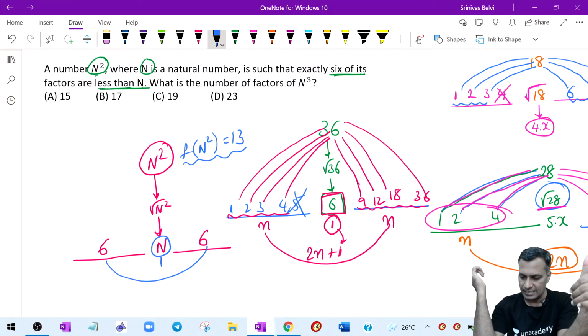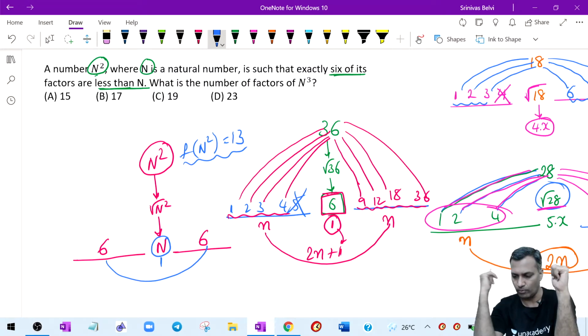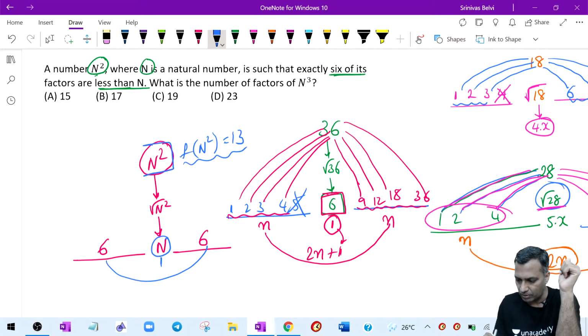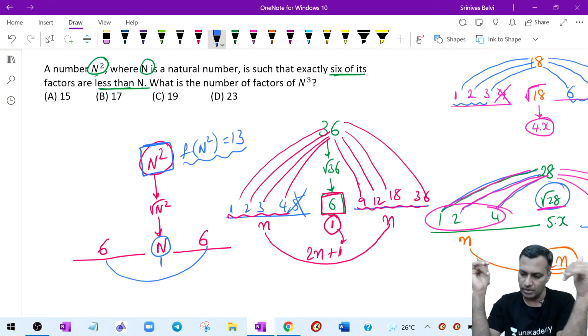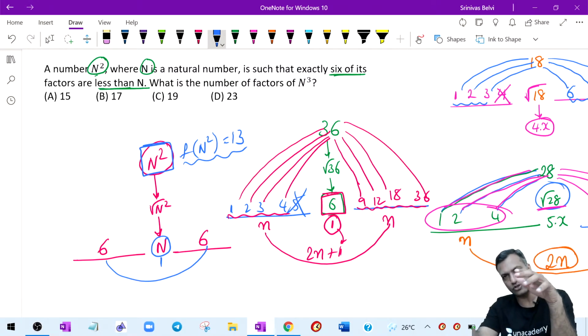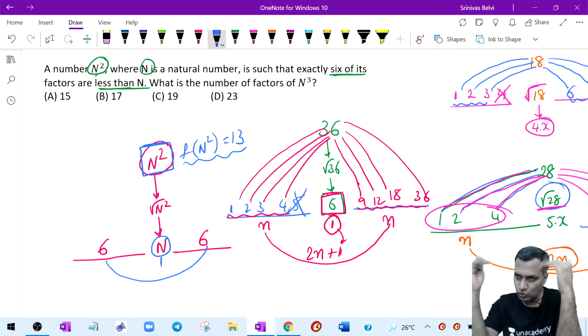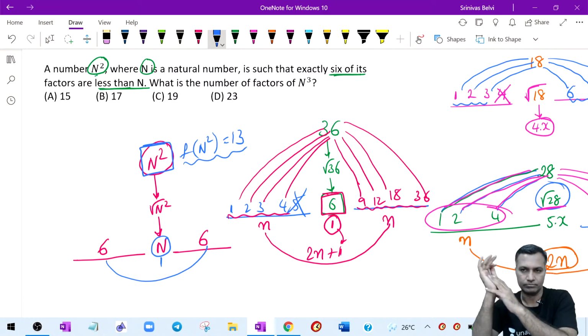6 factors are less than n, therefore 6 factors are more than n, because the given number is a perfect square. I don't know what that number is. It's a perfect square. 6 numbers are less than the root of it, 6 numbers are more than the root of it. Therefore, together it has 13 factors, because n also qualifies. Clear?